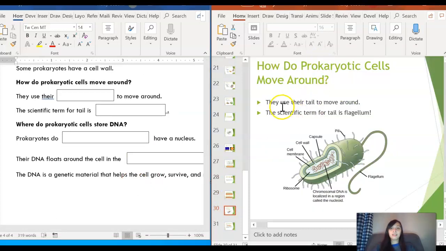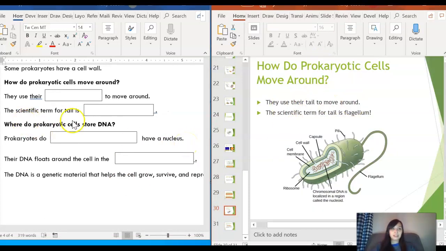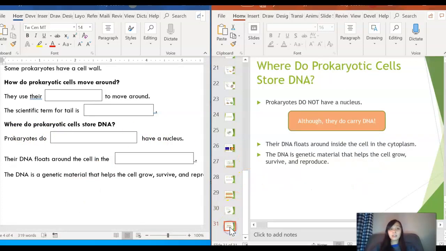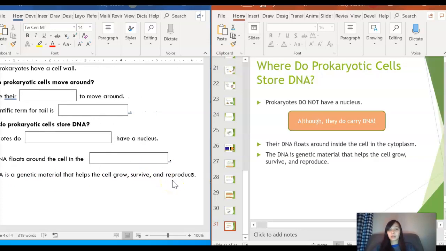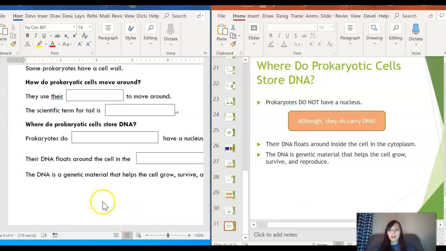So how do they move around? They use their tail to move around. The scientific term for tail is flagellum. And where do prokaryotic cells store their DNA if they don't have a nucleus? So prokaryotes do not have a nucleus. Their DNA floats around the cell in the cytoplasm. The DNA is a genetic material that helps the cell grow, survive, and reproduce. Okay, so that'll be all for today.